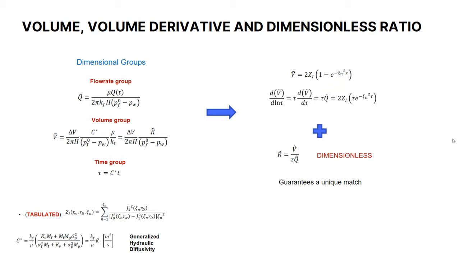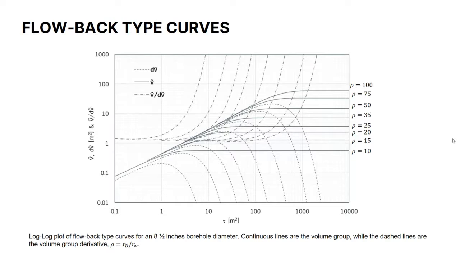So type curves are wellbore radius dependent. So this one is for an 8.5-inch borehole. For other sizes, we need to build other type curves. But again, it's a very quick process thanks to the analytical solution. And each curve, in this case, the continuous curves are the volume group. The dashed ones are the volume derivative. And this is the ratio. And this is for different damage radius.